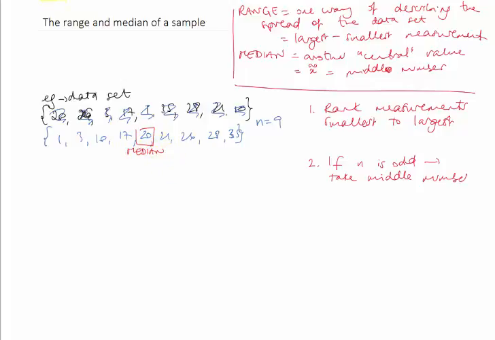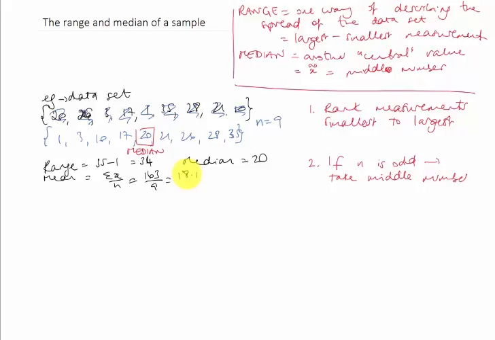And we can do some other things with this data set as well. So the range is equal to 35 minus 1, or 34. I've told you that the median is 20. And then the mean is, we know the equation for that from last video, so that's 163 over 9, or 18.1. So here the median and the mean are actually quite similar.